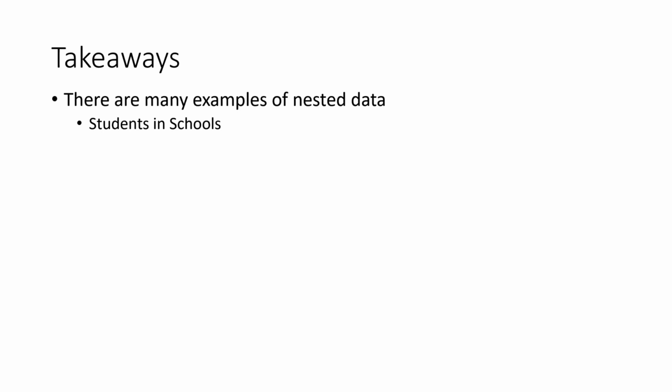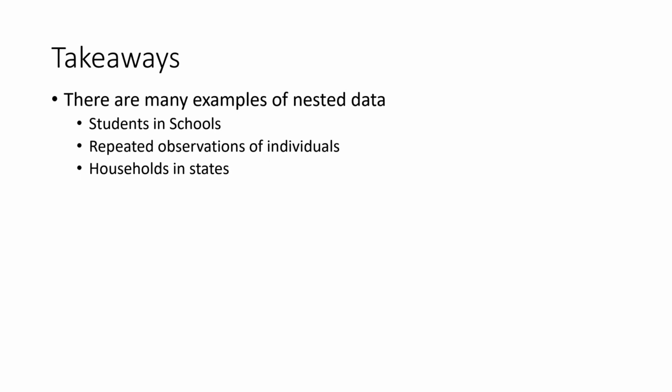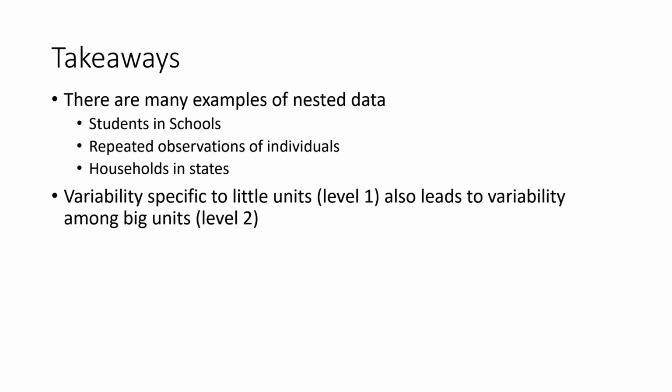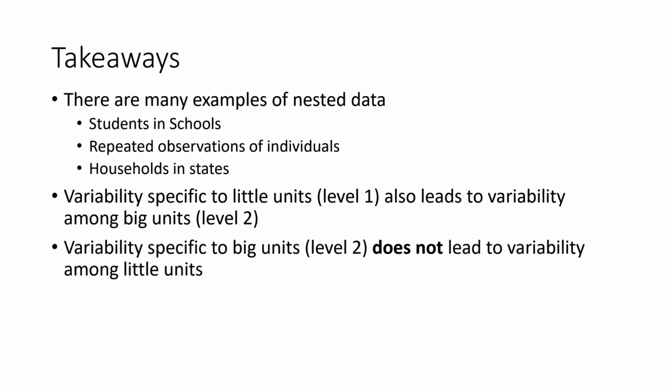Takeaways from today's video are there are many examples of nested data. We talked about 3 examples today. We talked about students nested within schools, repeated observations of individuals, and we talked about households nested within states. Remember that variability that is specific to little units or level 1 units also leads to variability among big units. The household income, which varied among students, led to variability among average household income in schools, but the reverse is not true. Variability that's specific to big units does not lead to variability among little units.